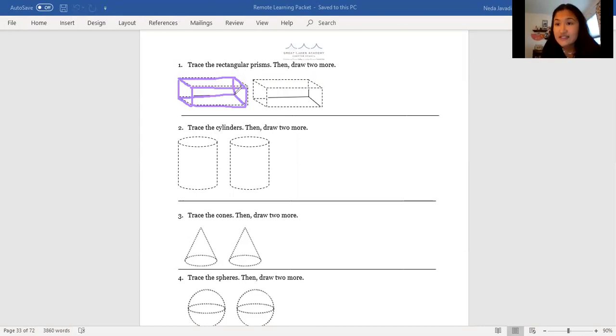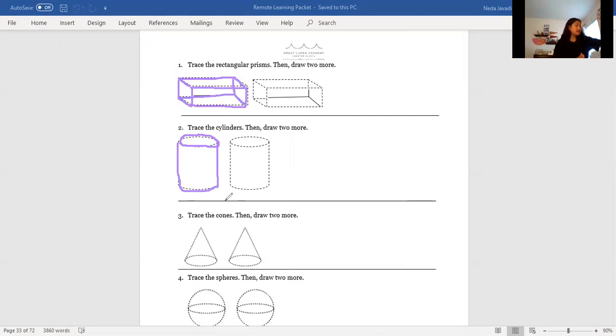Now let's trace one cylinder together. So to trace the cylinder, what you're going to do first is you're going to trace the circle on top like this. Let me redo it. You're going to trace the circle on top like that. Then draw the two lines going down. And then draw the line that connects them.